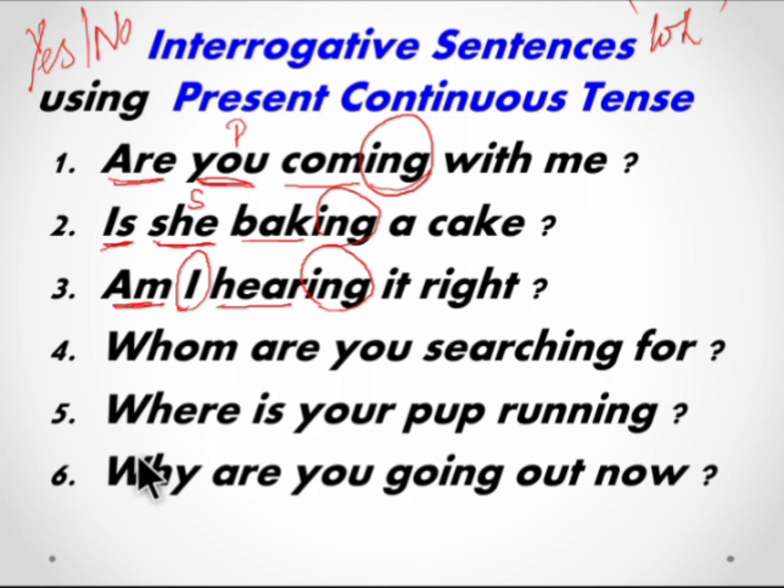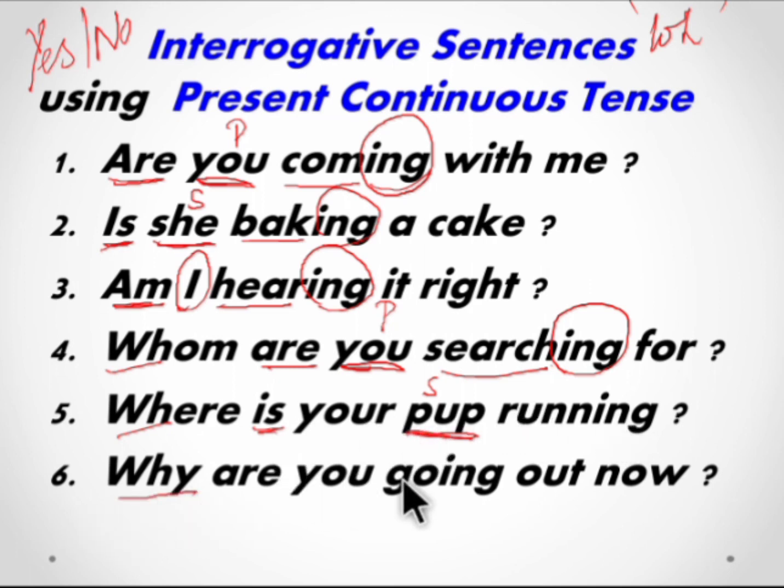Next we have WH questions. Whom are you searching for? Whom is the WH word. You is the plural noun and so we use are, and search plus ing is used to denote the continuous action. Where is your pup running? Where is the WH word. Here pup is singular, so we use is. Where is your pup running?